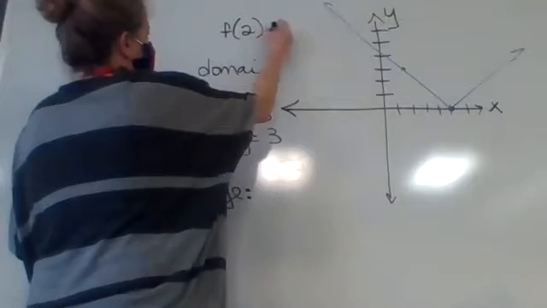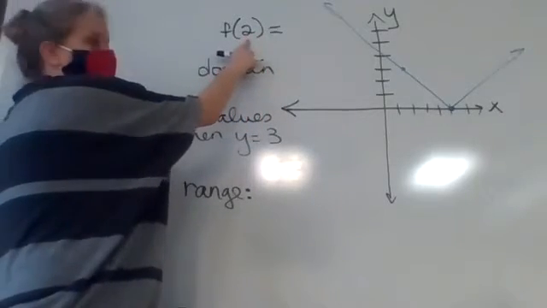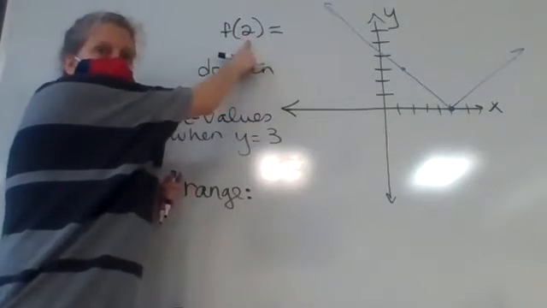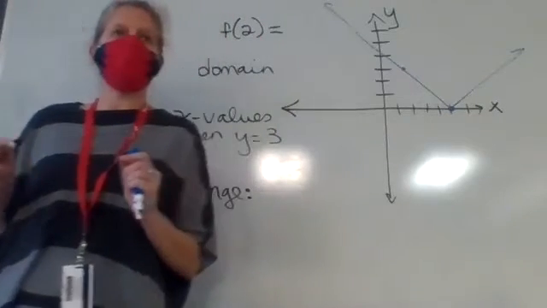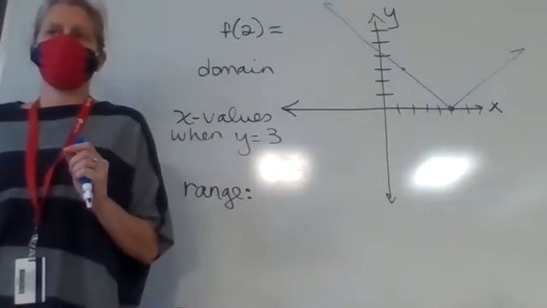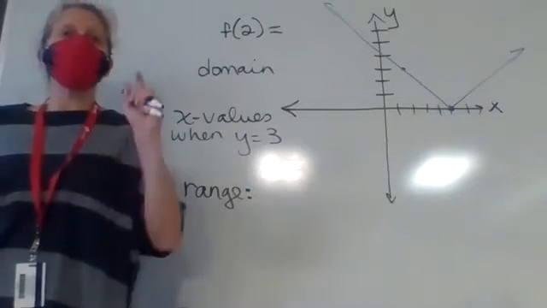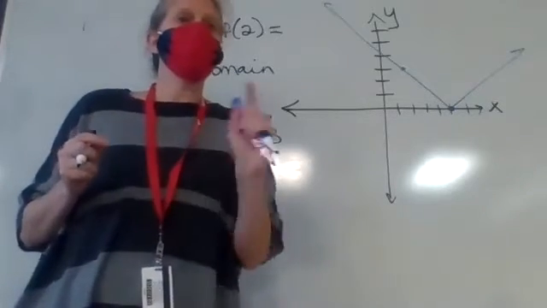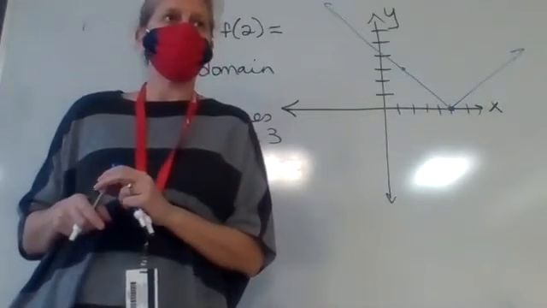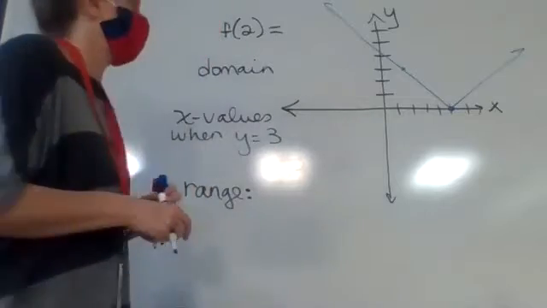What number is this inside here? What does that number represent? Your x. If it's in parentheses, that is an x value. So what it wants to know is what is f of 2, which means what is the y when the x is 2? So what does x being 2 mean?